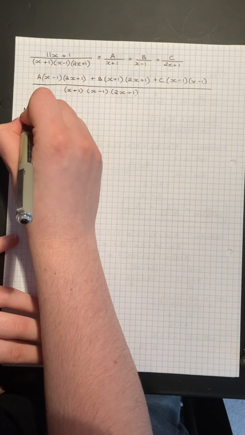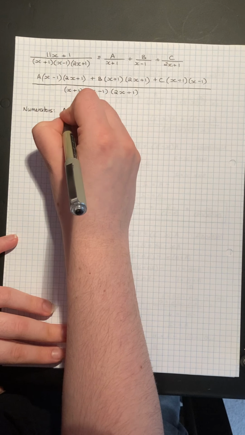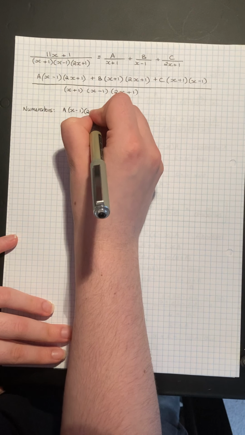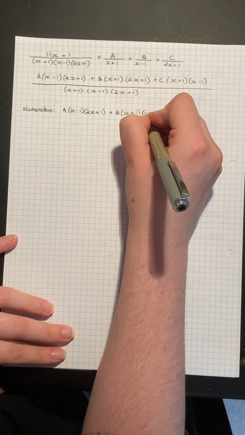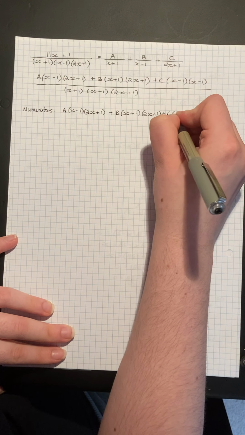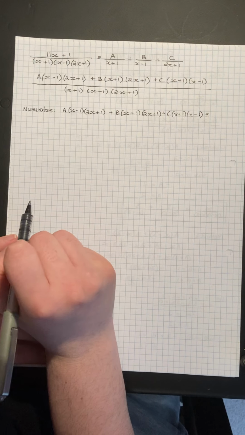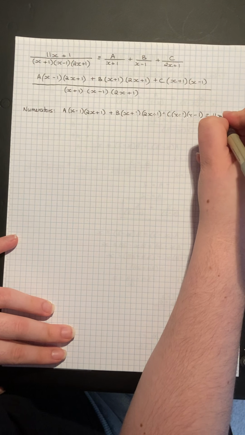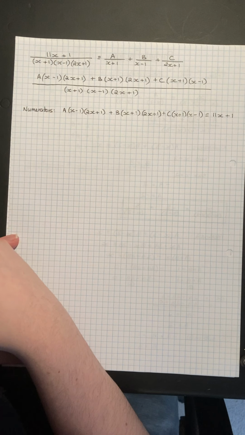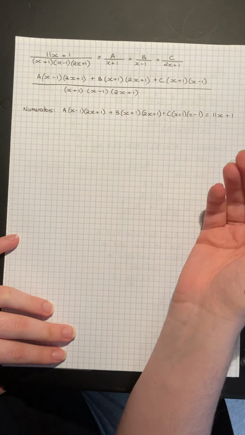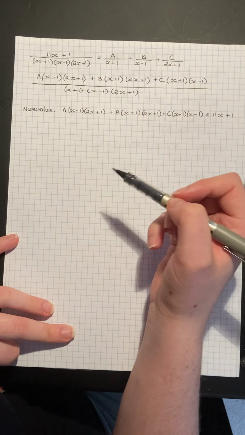And again, let's compare the numerators. So we've got a(x minus 1)(2x plus 1), plus b(x plus 1)(2x plus 1), plus c(x plus 1)(x minus 1), and that is going to be identical to the numerator on the original fraction, so 11x plus 1. Again, both methods would work. We could expand all this out and compare coefficients, or we could try substituting in strategic values. We just need to be a bit more careful with it.